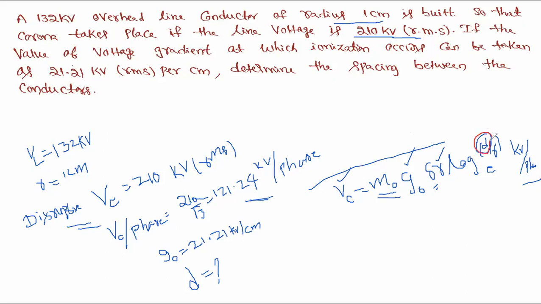Here we want to find out the spacing of the conductor d, but in the problem they are not given the irregularity factor and the air density. If they are not given, it means we assume the conductor is a smooth or polished conductor. For a smooth, polished conductor, the irregularity factor is unity and the air density factor is also unity. That is, delta equal to 1 and m naught equal to 1. Now we can simplify for the spacing of the conductor.